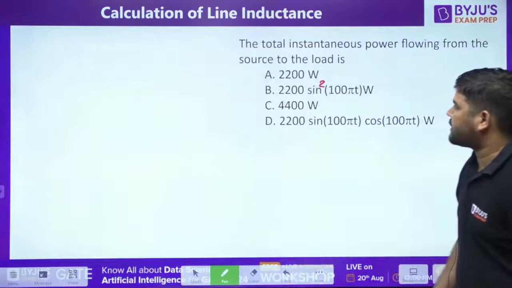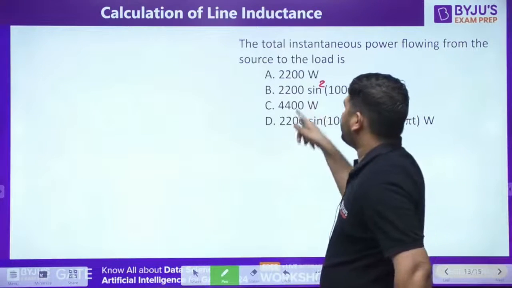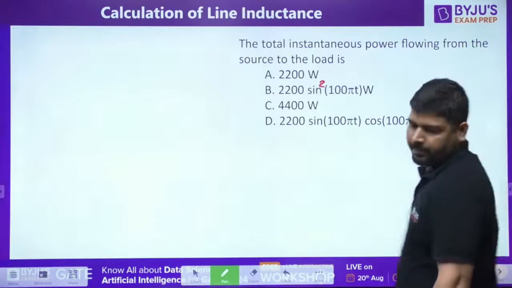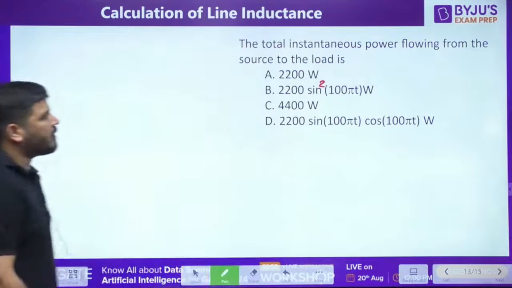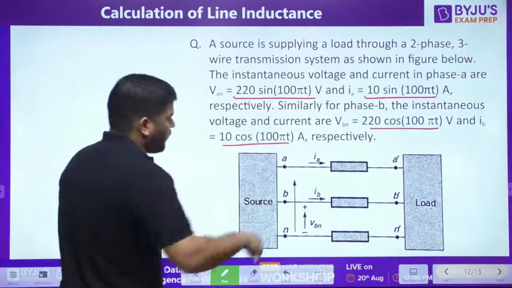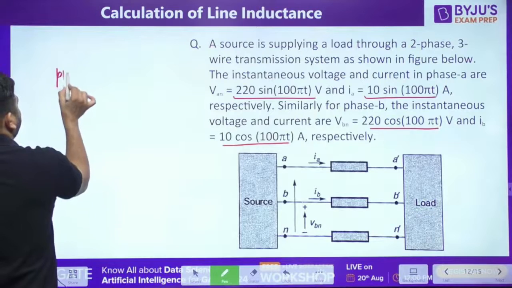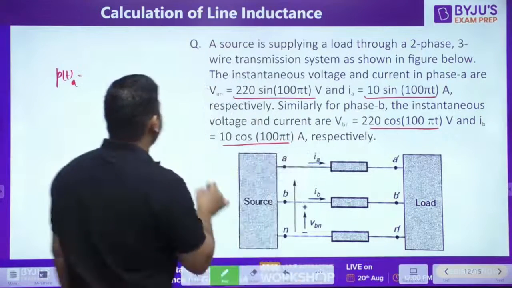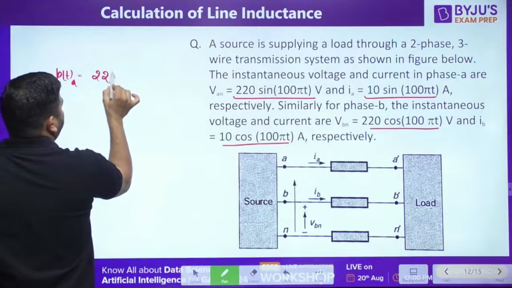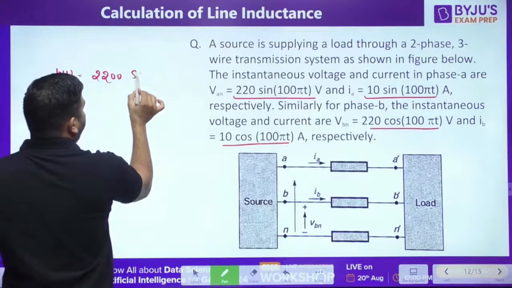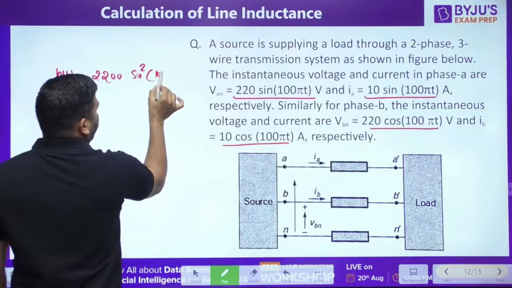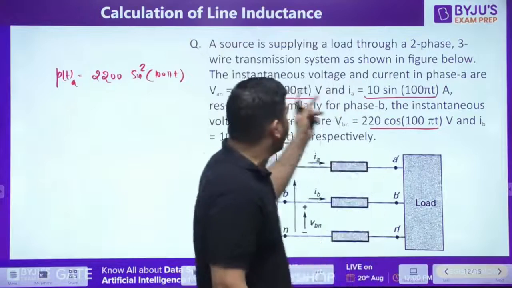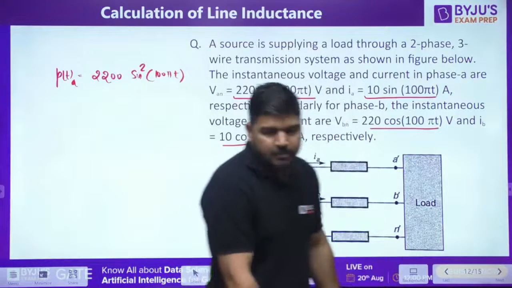Okay, options are given like this. 2200 watt, 2200 sine square of this, 4422 sine into cos. Let's calculate the instantaneous power, guys. Let's see which option is correct. So for phase A, the instantaneous power is the product of this voltage and this current. If I multiply, it will become 2200 sine square 100 pi t. In instantaneous power, we just multiply the instantaneous value of voltage and the instantaneous value of current.